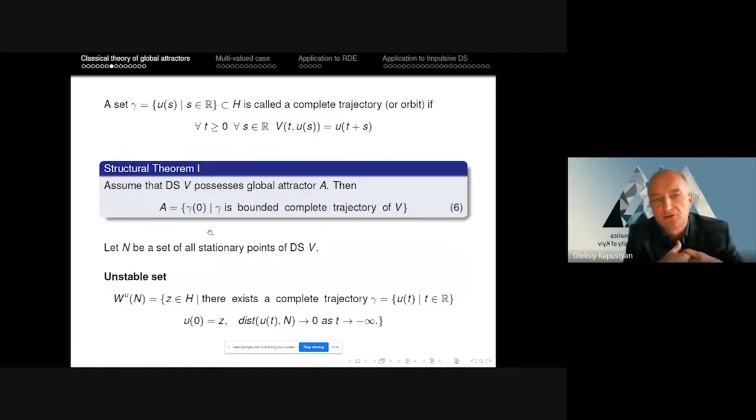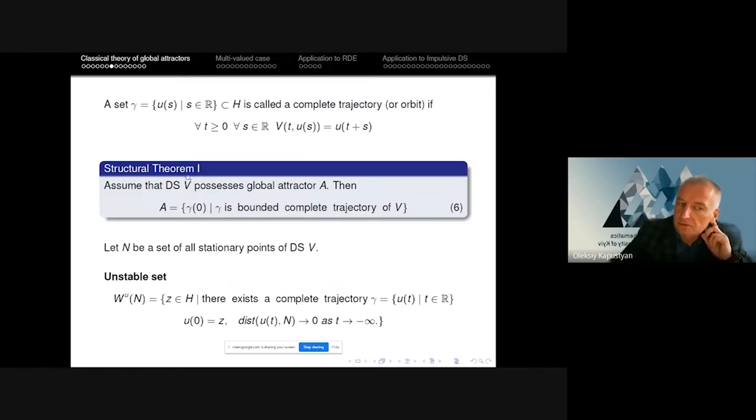And if we want to speak about the structure of the global attractor, we should introduce the notion of complete trajectory or orbit. So the set gamma consists of all points u(s) where u is a continuous function and s belongs to the set of real numbers. This set gamma is called a complete trajectory if the following equality takes place for all t bigger than zero and for all real s: V(t)u(s) equals u(t+s). So something like a semigroup property along the trajectory.